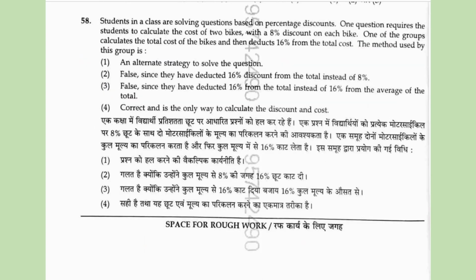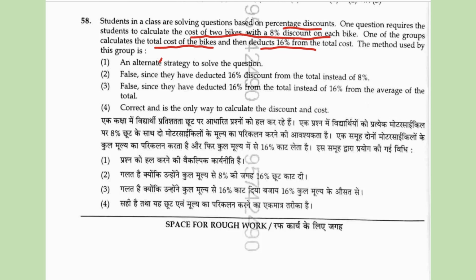Okay, so let's come to this question. Wonderful question. So students in a class are solving questions based on percentage discounts. One question requires the students to calculate the cost of 2 bikes with 8% discount on each bike. So one group calculates the total cost of the bikes and then deducts 16% from the total cost. Okay, the method. So what is this method?